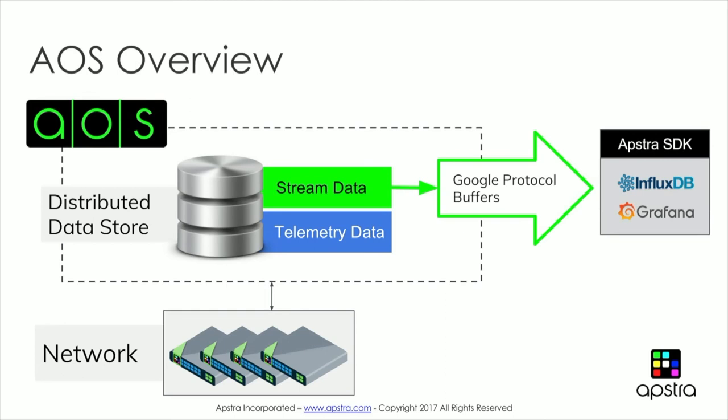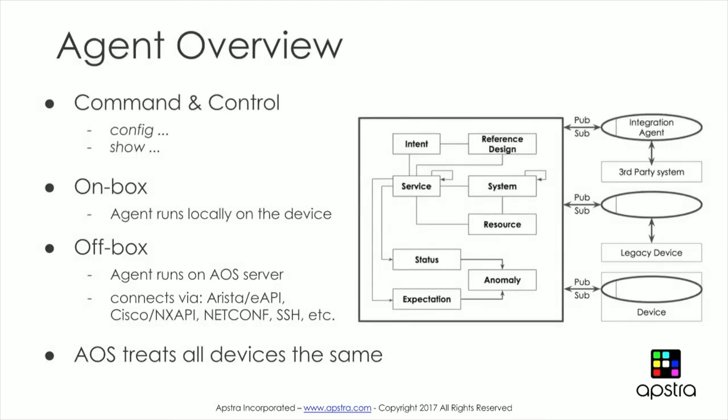All right, so let's go into a little bit more detail about how the agents work with AOS, because we talked about agents in the context of AOS as an application. The application I'm showing here is what you see in the middle, this picture where it begins with intent, services, and systems and resources. That's an architecture of any application that one would run within AOS. So for example, our two-stage layer 3 CLOS is a good example of that.